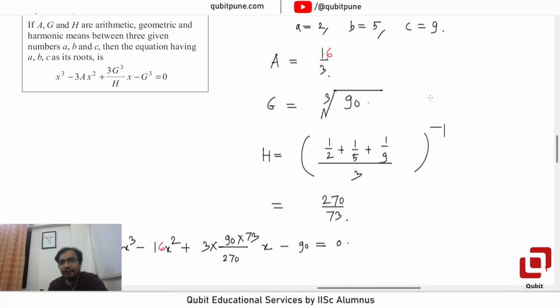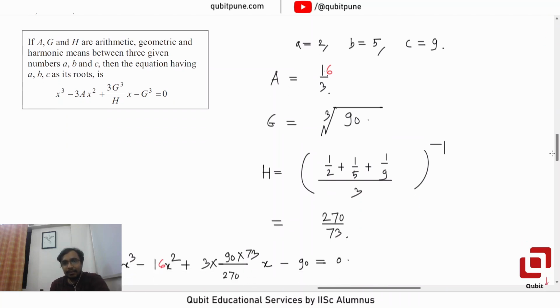Okay? Well, you may remember that if a, b, c are the roots of any cubic polynomial, then that polynomial is given by x cube minus (a plus b plus c) x squared, right, plus (ab plus bc plus ca) x minus abc. So essentially they have made use of the same thing here.